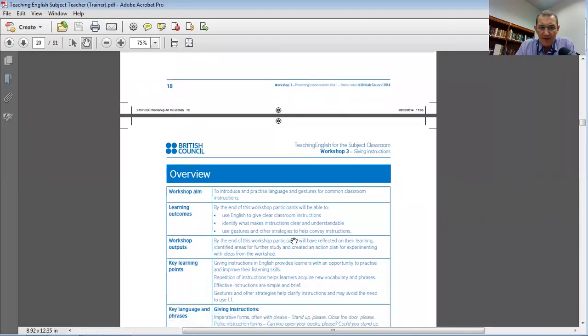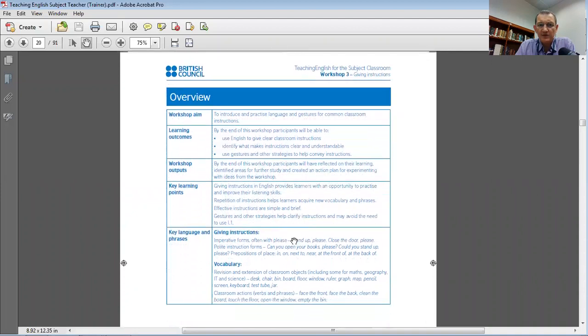So the aim of this workshop is to introduce and practice language and gestures for common classroom instructions. By the end of this workshop, participants will be able to use English to give clear classroom instructions, identify what makes instructions clear and understandable, and use gestures and other strategies to help convey instructions.